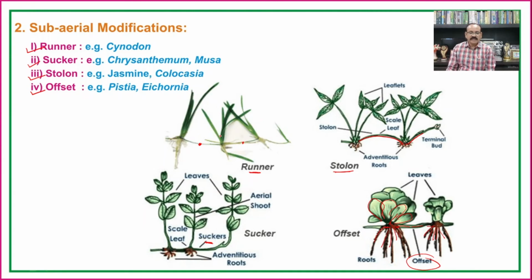So such a type of plants develops in case of the Pistia, which is commonly called as water lettuce.